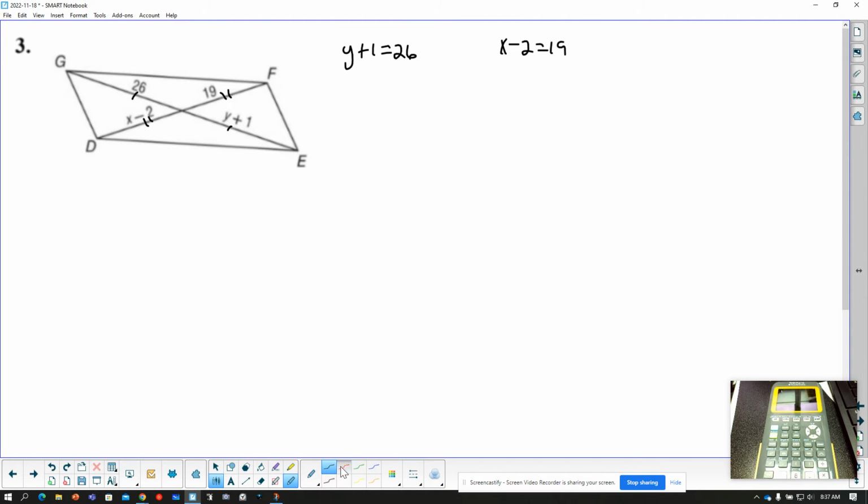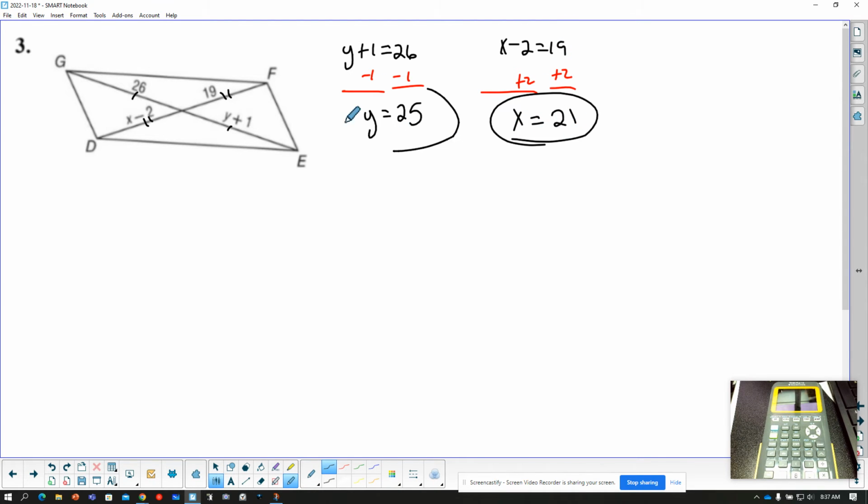So then we're going to solve these two equations. This one I would just subtract 1 from both sides, leaving me with y equals 25. The other one, I would add 2 to both sides, leaving me with x equals 21. So there are my two answers for number 3.